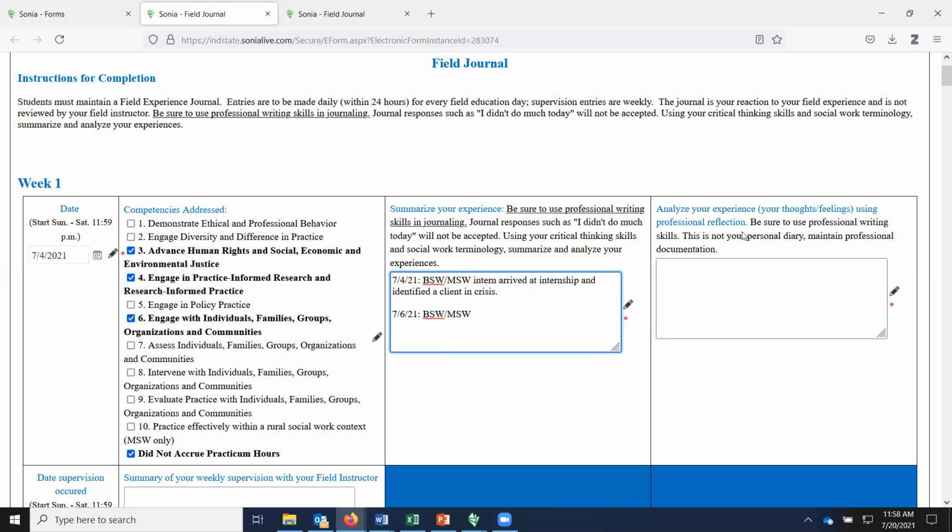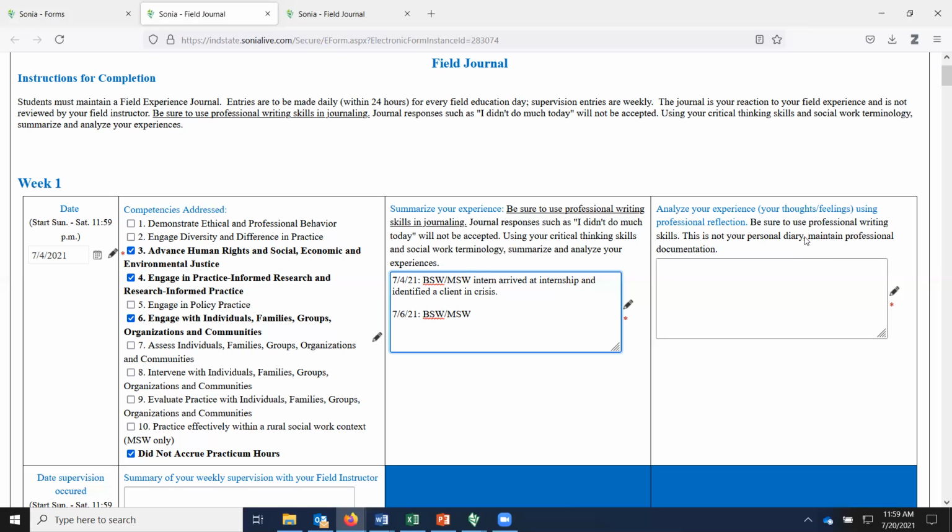When you're talking about your analysis of your experience, though, these are your thoughts and your feelings. This is where you can express yourself using I statements. However, this is not your personal diary. We are not looking for you to express your displeasure with your field instructor, or your displeasure with your internship in general. We're not looking for any type of that personal information. This is still professional documentation.